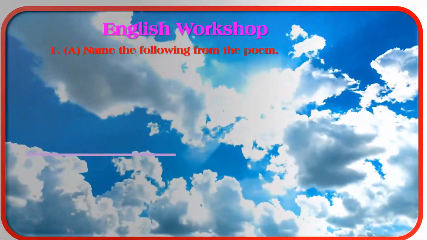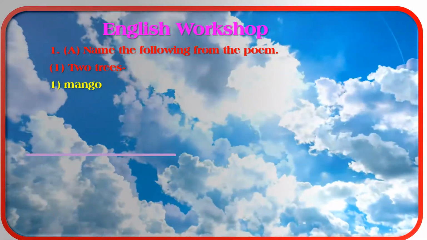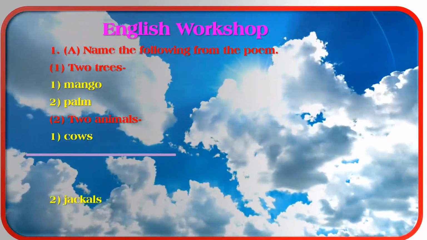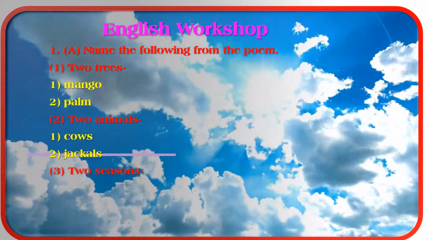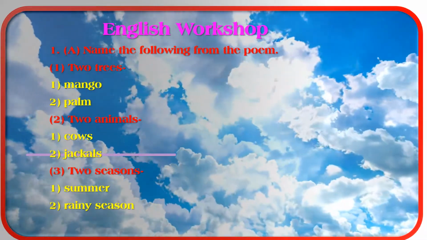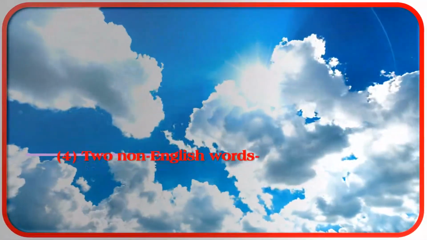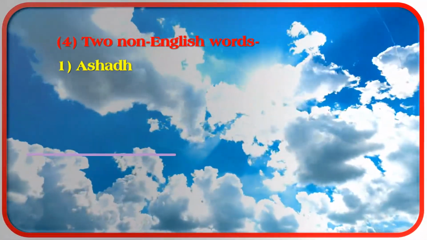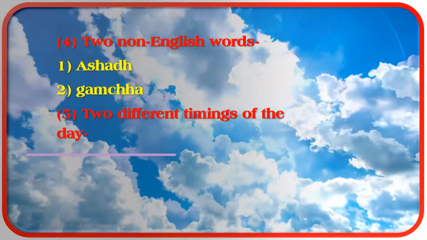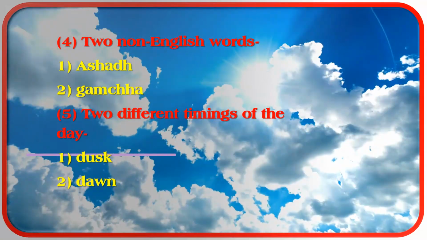English workshop activities. Name the following from the poem. Two trees, mango and palm. Two animals, cows and jackals. Two seasons, summer and rainy. Two non-English words, Ashad, Gamchas. Two different timings of the day, dusk and dawn.